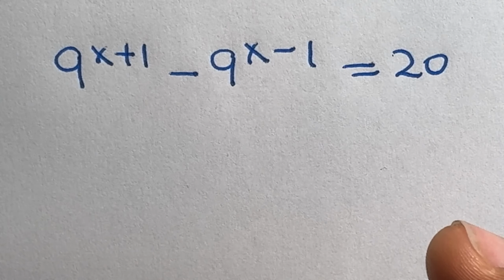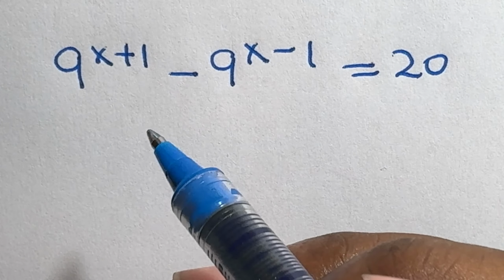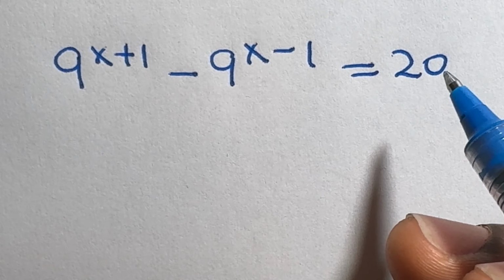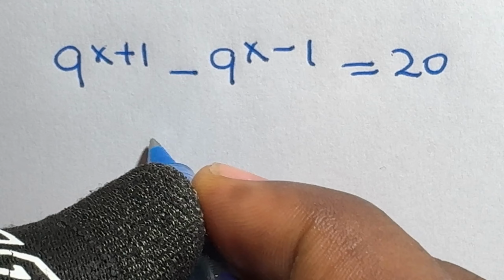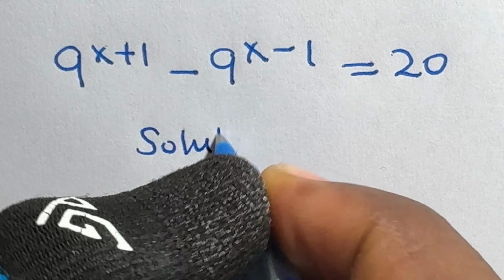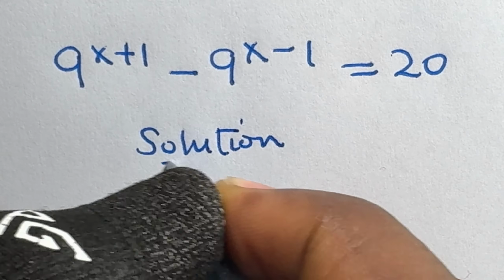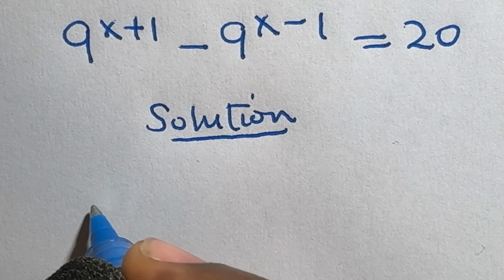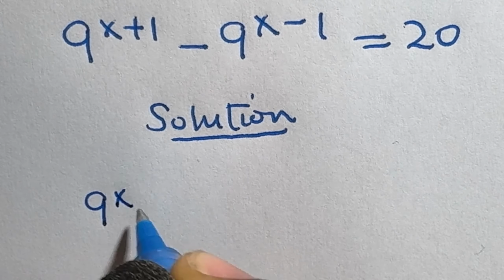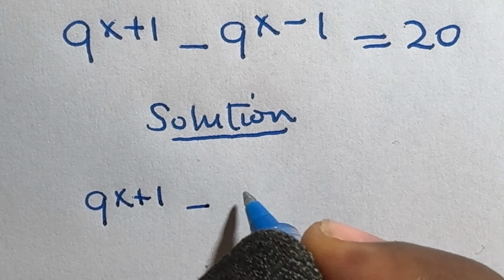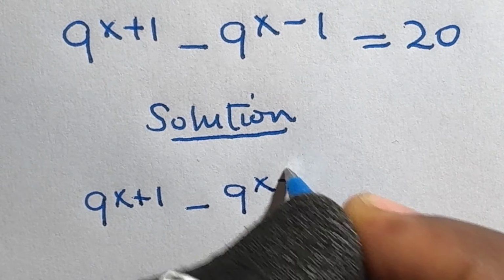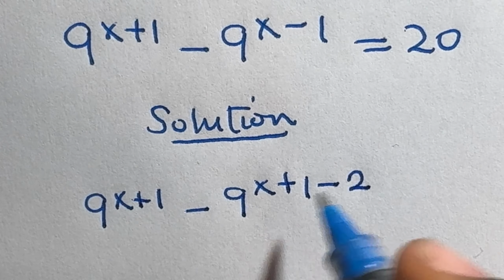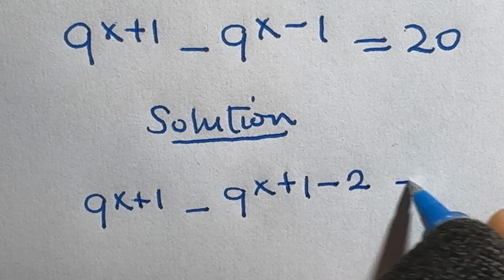Let us solve for x in this problem. Given that 9 raised to power x plus 1 minus 9 raised to power x minus 1 is equal to 20. I'm going to change this power into 9 raised to power x plus 1, then minus 2, such that when you still add this together, you get this, and is equal to 20.